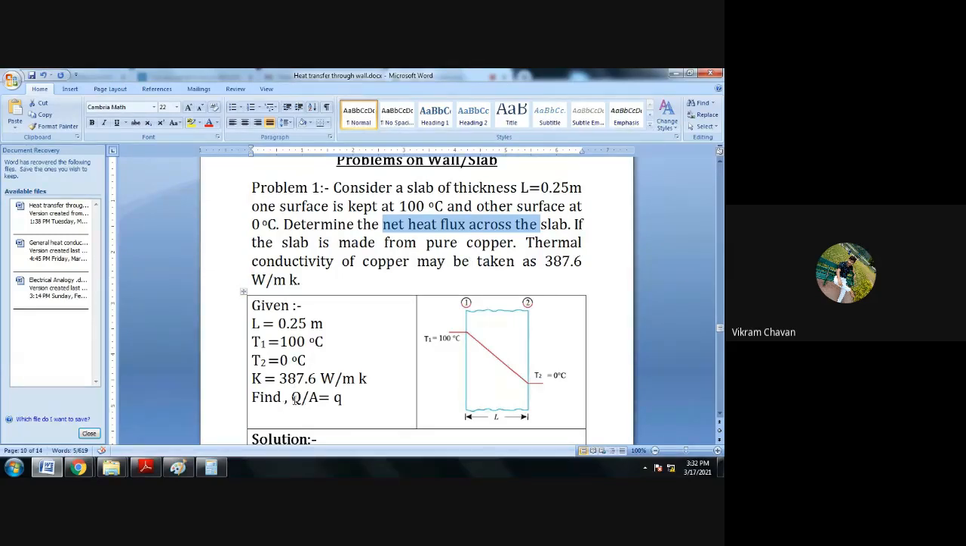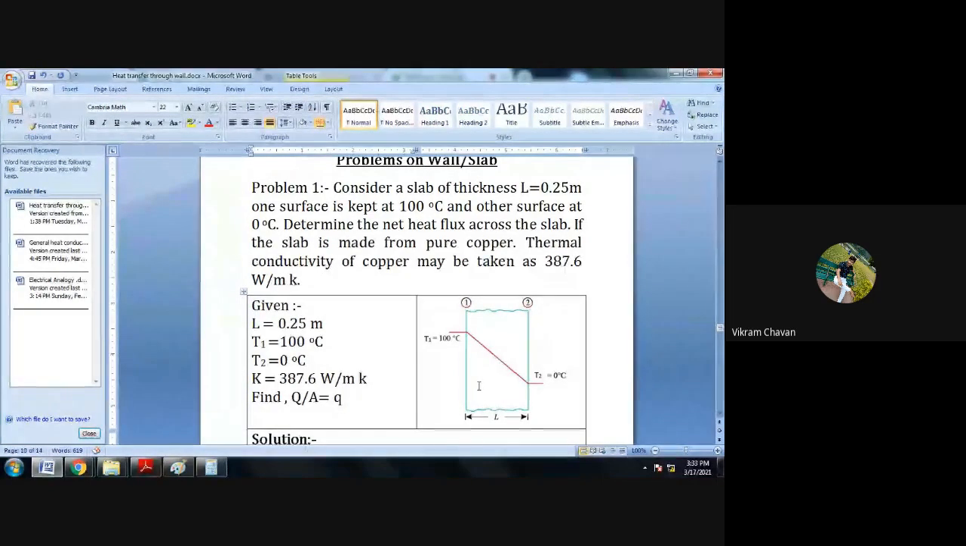So heat transfer rate per unit area is equal to small q. Small q is nothing but heat flux. So Q by A we need to determine, that is nothing but small q, which is called the heat flux. So first of all, for understanding purposes, you need to draw this particular diagram.